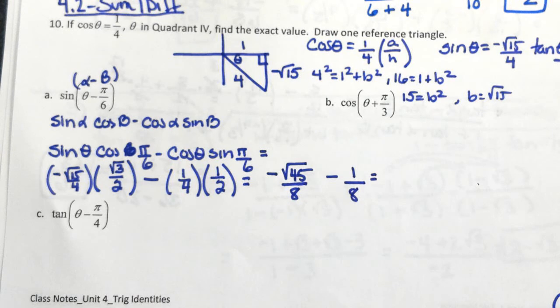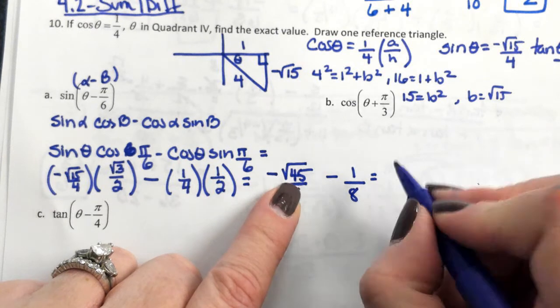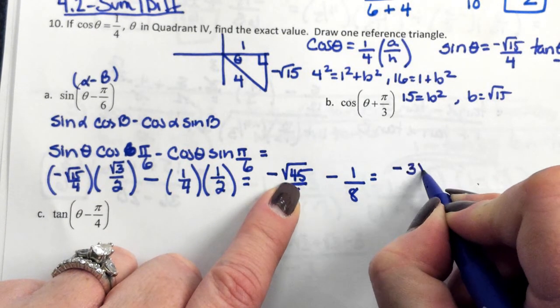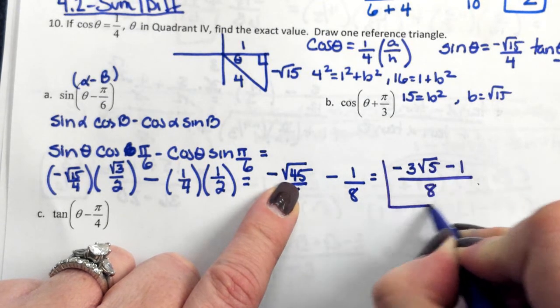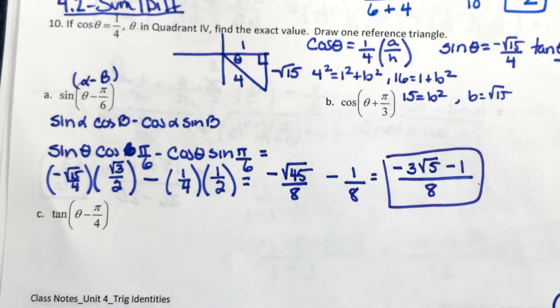Make sure your radicals are in simplest form. Can you simplify the square root of 45 using your factor tree? You can simplify the square root of 45. What does this simplify down to? Negative 3 square root of 5 minus 1 over 8. Okay. So any questions on how you can use both the unit circle and the triangle in the same problem?